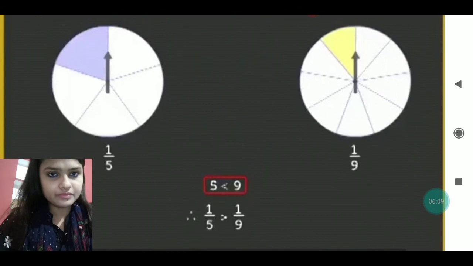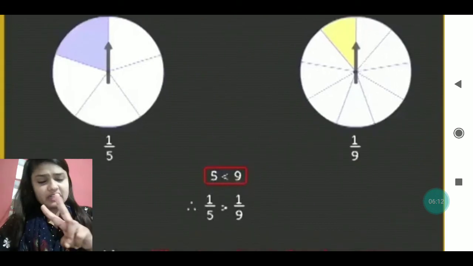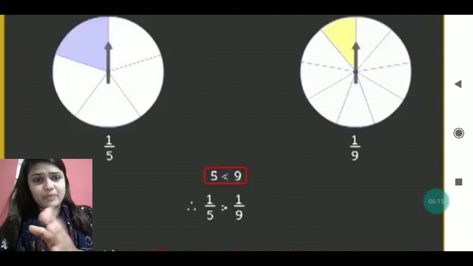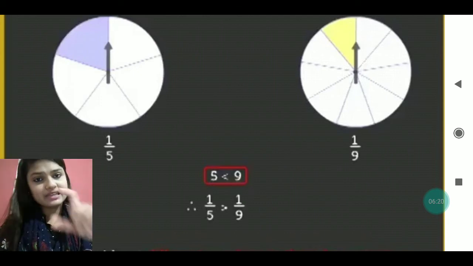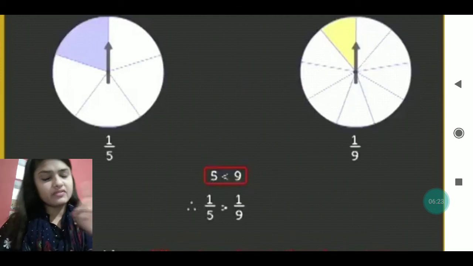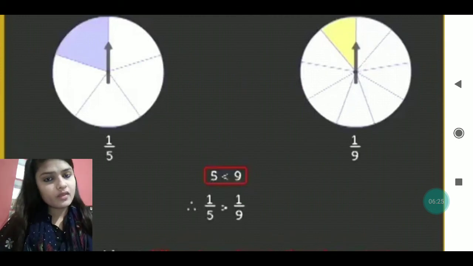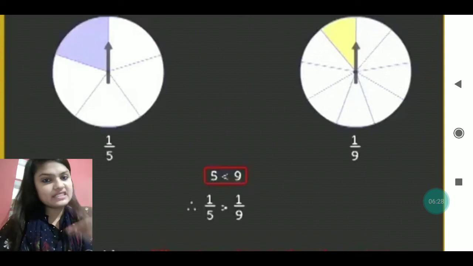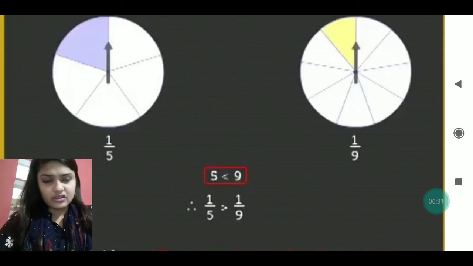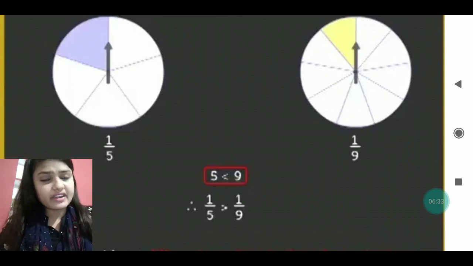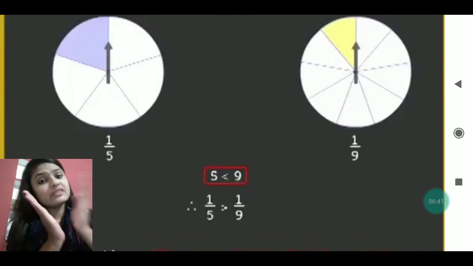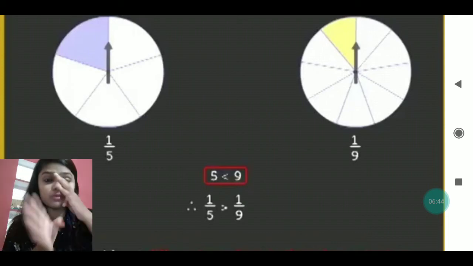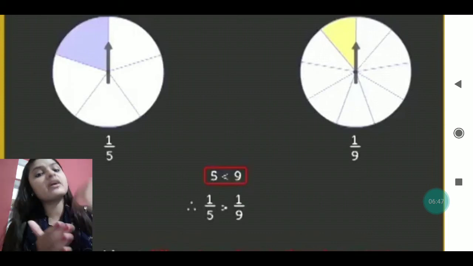Just see, like 1 by 5. Two circles I have drawn. One I have distributed in 5 parts and one in 9 parts. In the one distributed in 5 parts, one part is purple. In the one distributed in 9 parts, that one part is yellow. So the numerator is the same, the denominators are changing. One time it is 5 and another time it is 9. So which one is greater, 5 or 9? 9 is greater, but the fraction with the smaller denominator will become the greater one here.